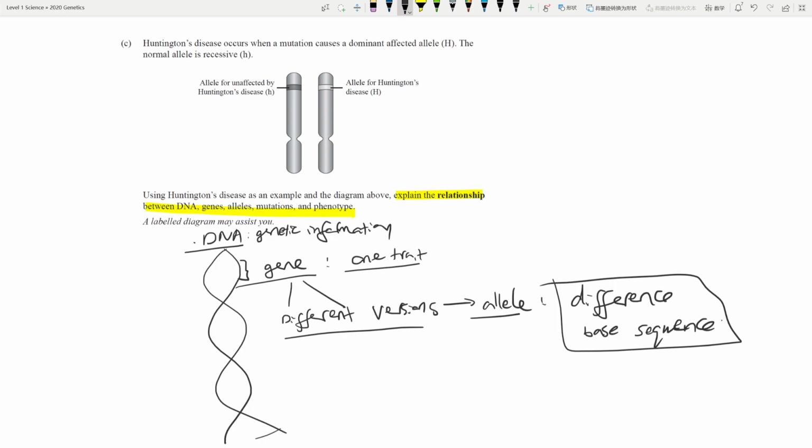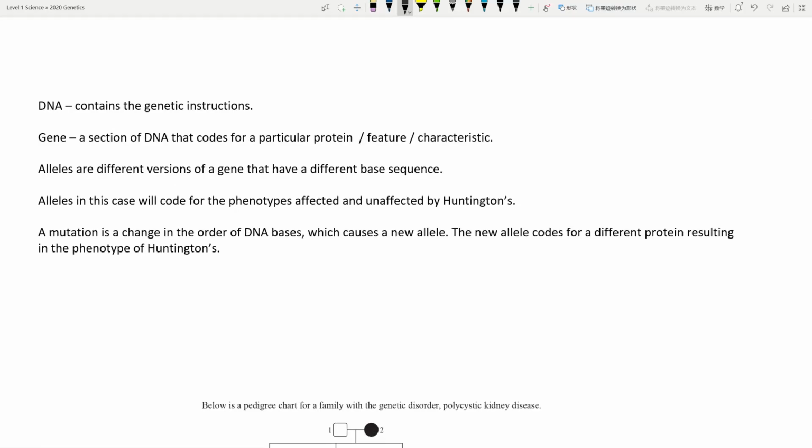Okay, and what is mutation? Mutation is a permanent change of the DNA base sequence, which creates a new allele, and that new allele will create a new phenotype. Every single year you see questions like that, so just make sure you understand what it is.